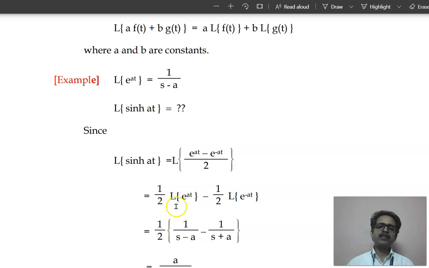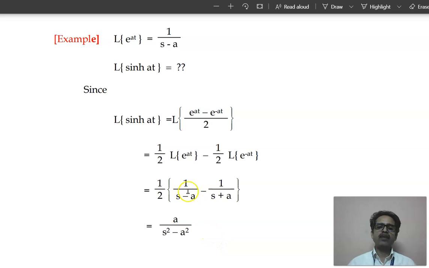We can split this Laplace in two terms and apply this formula. Laplace of e raised to at is 1 upon s minus a. Here the first term became 1 upon s minus a. The second term became 1 upon s minus of minus a, that is 1 upon s plus a. And when you make a cross multiplication, you will find this. So this is nothing but Laplace of sinh of at.